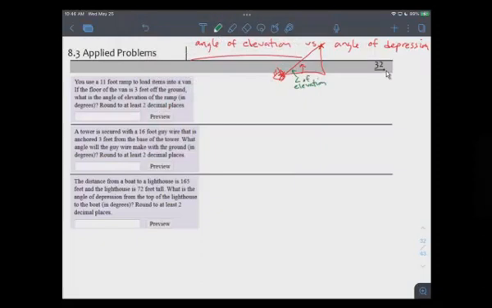Okay, now, if I started at the ground and I looked up, the angle of elevation is that measure. If I started up here, however, and I looked down, okay, so if I started up here looking straight across, and I looked down, this is called the angle of depression.